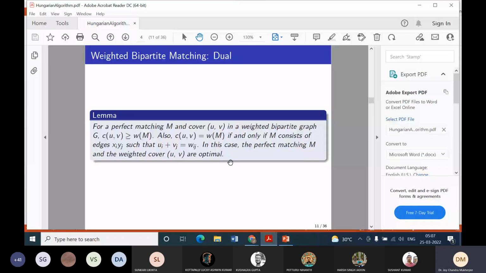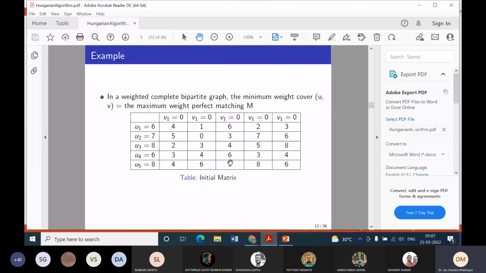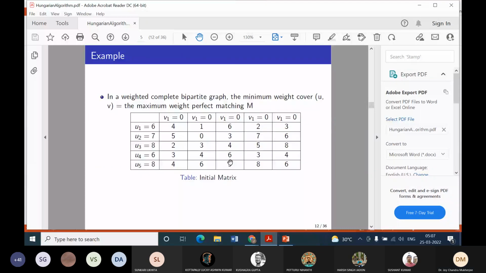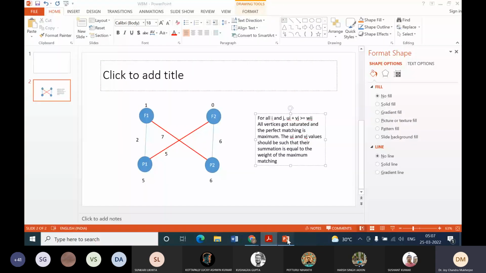Now we'll actually go to an example and we'll try to illustrate how this cover and matching can be found out. So this algorithm is actually finding out, in a weighted complete bipartite graph, the minimum weight cover UV. Why is it called UV? U means, basically U is a vector. U is a vector which consists of here 1 and 0, and V is a vector that consists of 5 and 6. Okay, it is not a single variable. Basically, they are the vectors.